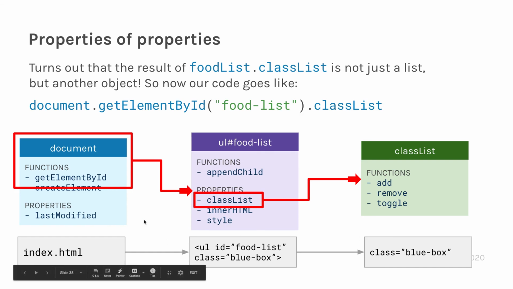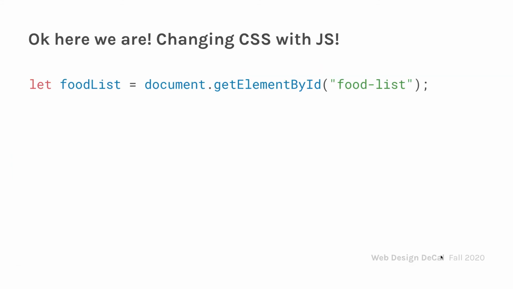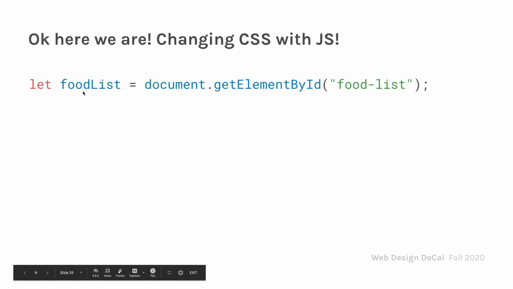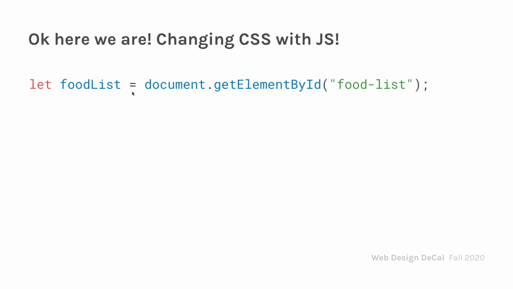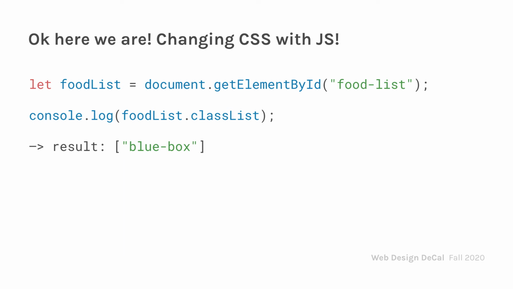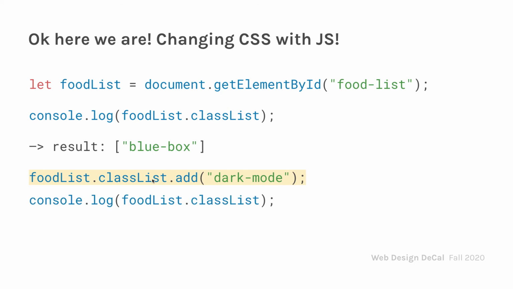We can see here that the output of .classList is the class blue-box, and this is how we can change CSS with JavaScript. So again, we have our regular getElementById foodList. Now we have the foodList object in our variable, and we print out the classList, which gives out blue-box like normal. I showed this a couple slides ago, but now we can utilize one of the functions that exists within the classList object. We add the dark-mode class to classList, which is interesting because now if we print out console.log foodList.classList, it's going to show two names.